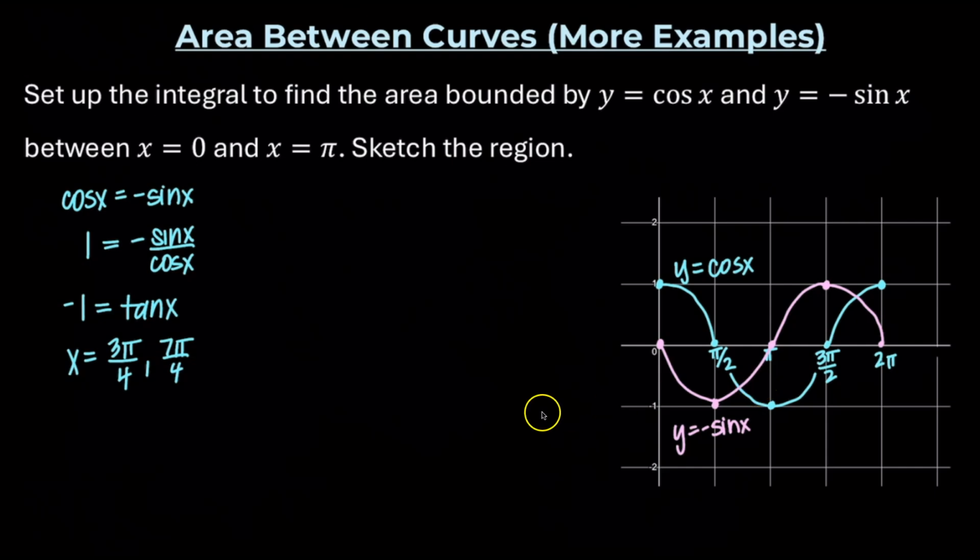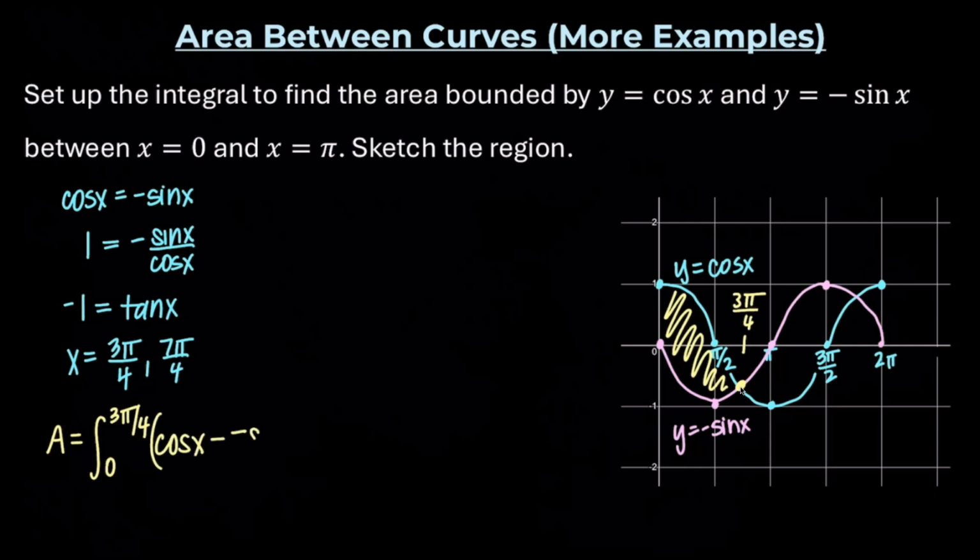Well, if we go ahead and take a look, we can see that the x value where they intersect is going to be that 3 pi over 4 value. So we're going to have our two integrals. We're finding this first region's area here. So we're going to have area is the integral from 0 to 3 pi over 4 of the top function. First is cosine x minus the bottom function, negative sine x. So ultimately that's going to be cosine x plus sine x.